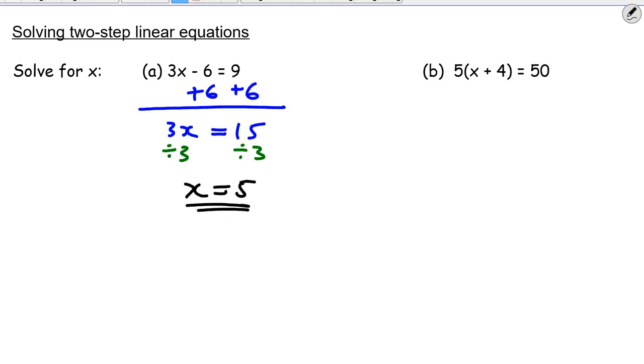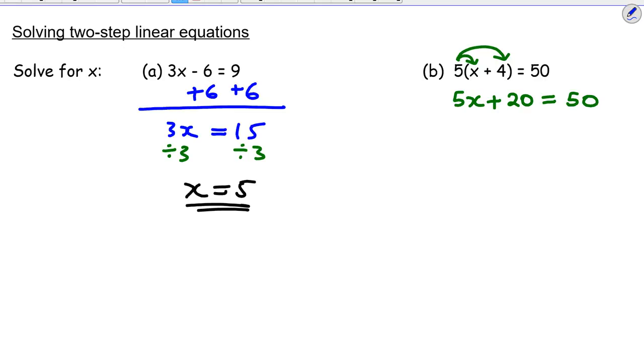Now, in this question here, we have to start by removing this bracket. So, expanding the bracket, 5 multiplied by x, 5x. 5 multiplied by 4, we have 20. So 5x plus 20 is equal to 50.